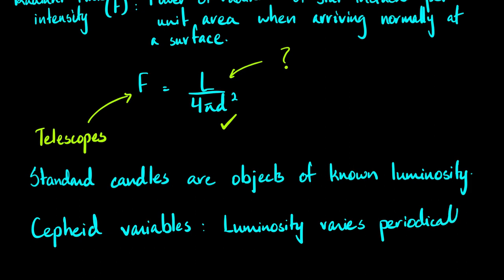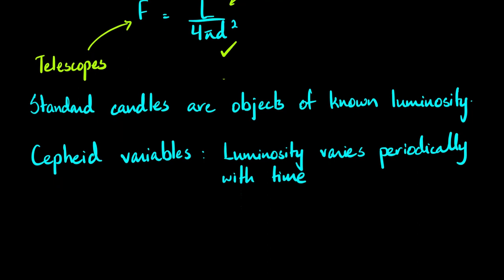Unlike the star, for example, if we talk about the Sun, we'll see that it has the same brightness always, whenever we can see it. The brightness of the Sun is not changing. But unlike the Sun, a Cepheid variable is a star which has a luminosity which varies periodically with time. This was first discovered by an American astronomer called Henrietta Leavitt.